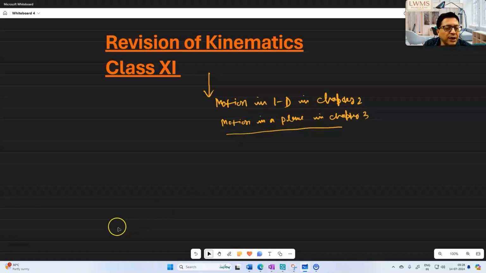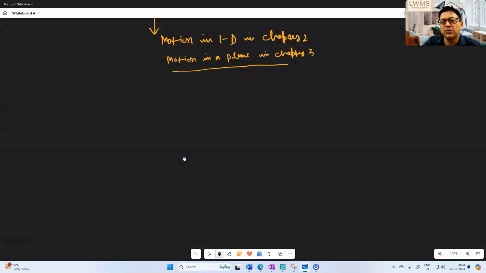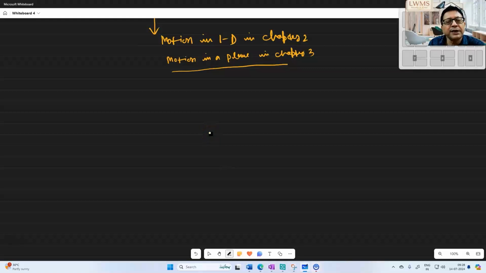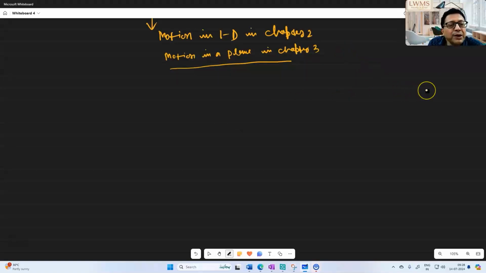So in this session I will be discussing kinematics for class 11, means it includes motion in 1D and motion in 2D. Vector also obviously is a topic over there, but vector I will discuss in a different session. In motion in 1D, how you are going to revise, that is very important.